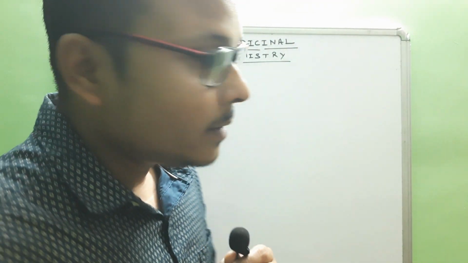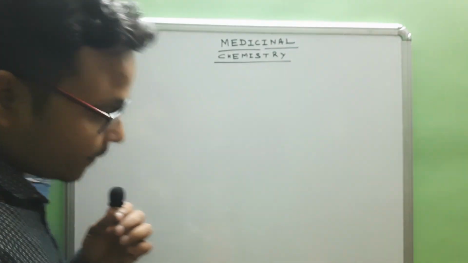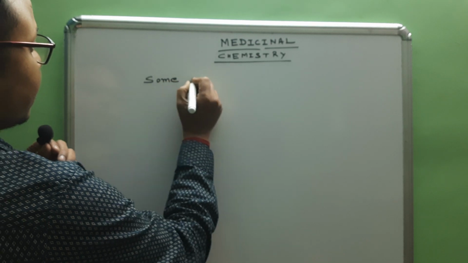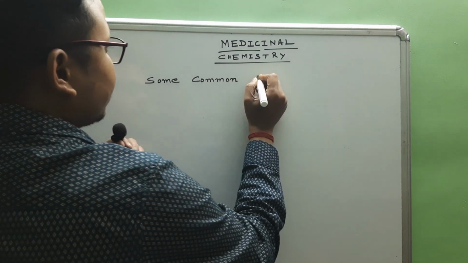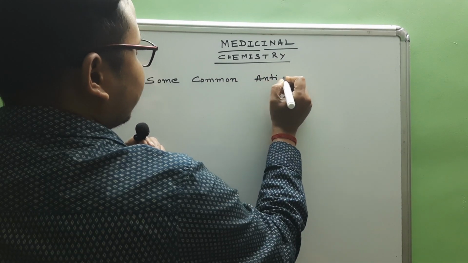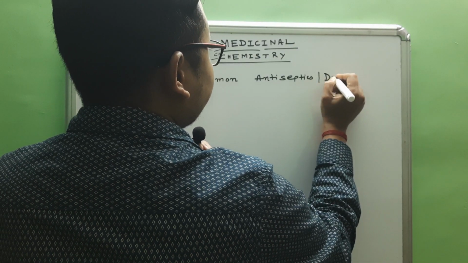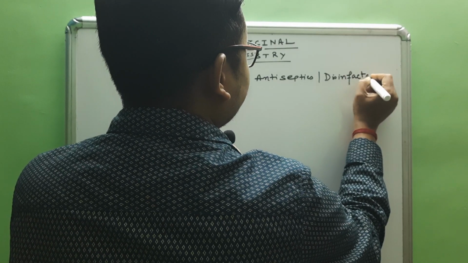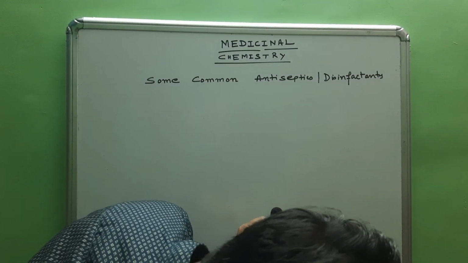And here is the second part, and here we are going to discuss first some common types of antiseptics and disinfectants. Okay, so our topic is some common antiseptics and disinfectants.